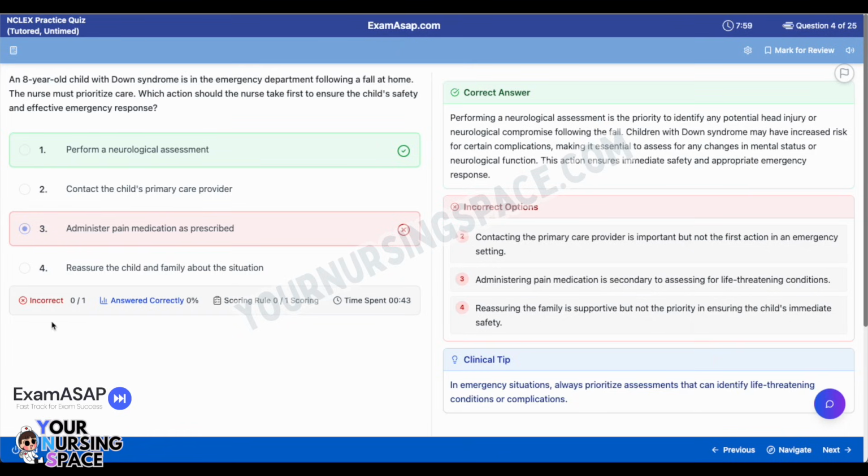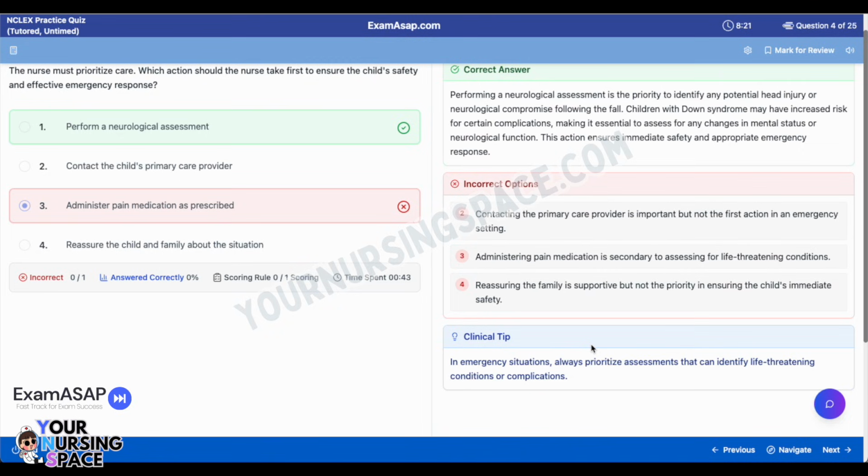Distractor rationales. B. Contacting the primary care provider is important, but not the first action in an emergency setting. C. Administering pain medication is secondary to assessing for life-threatening conditions. D. Reassuring the family is supportive, but not the priority in ensuring the child's immediate safety. Clinical tip: in emergency situations, always prioritize assessments that can identify life-threatening conditions or complications.